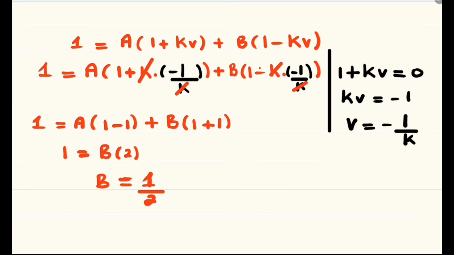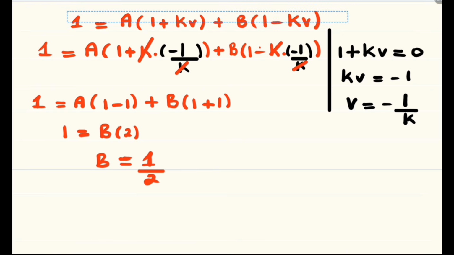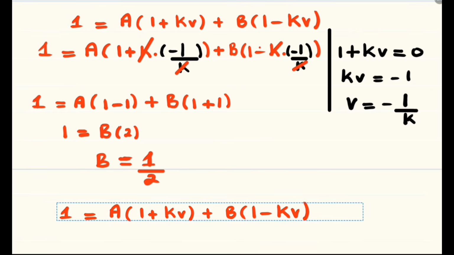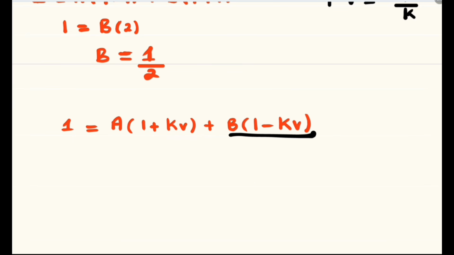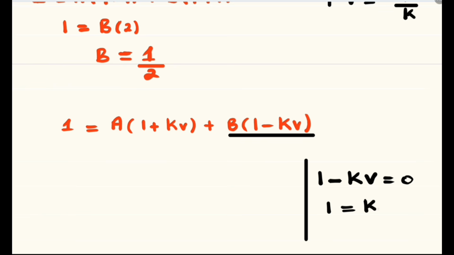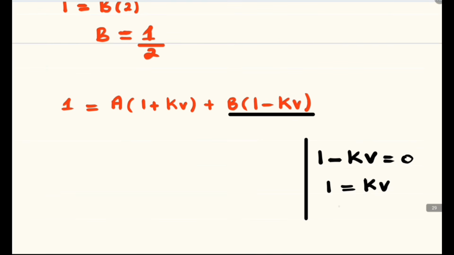Now we got the b. To get the a, in order for us to get the a, we have to determine the value of v which will make that 0. So 1 minus kv is equal to 0. Taking the kv to the right, 1 will be equal to positive kv. We divide both sides by k, and 1 divided by k will be equal to v.